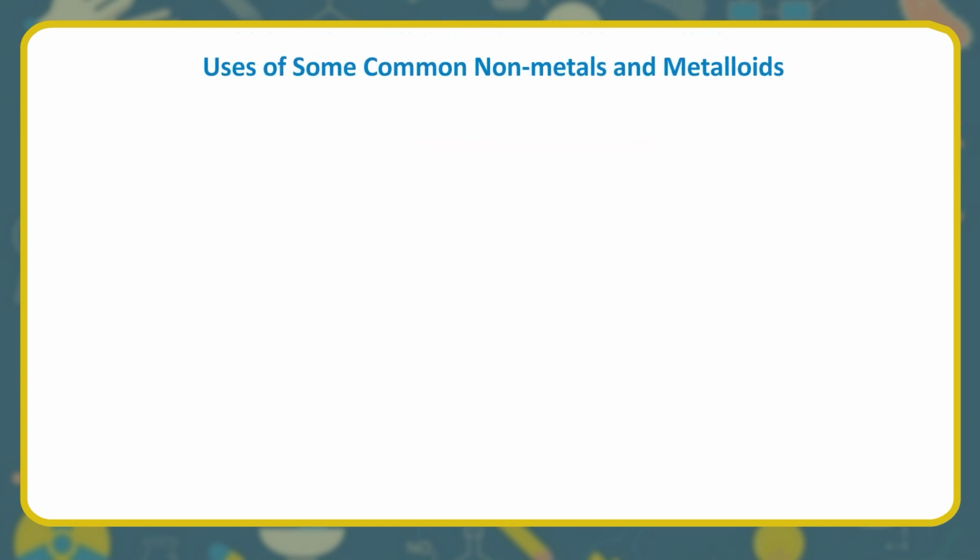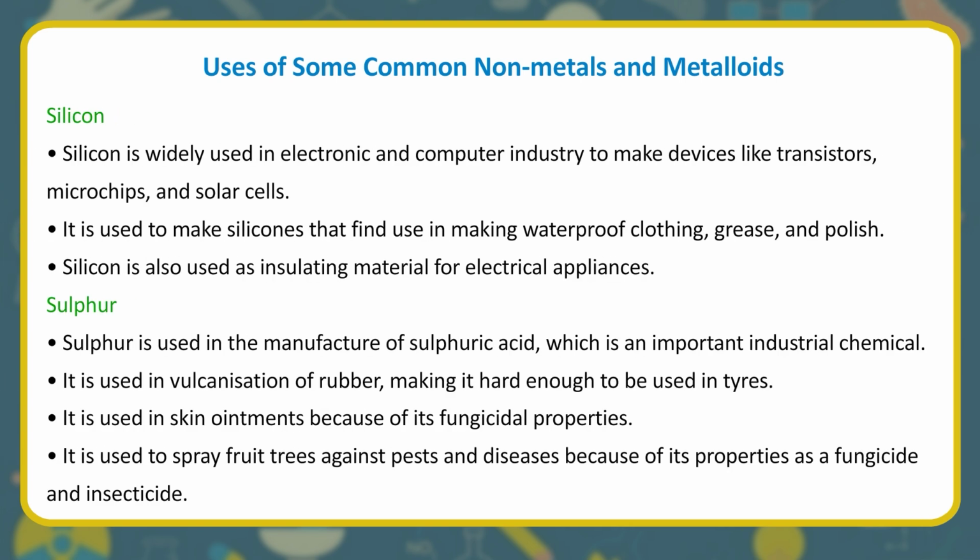Uses of some common non-metals and metalloids. Silicon. Silicon is widely used in electronic and computer industry to make devices like transistors, microchips, and solar cells. It is used to make silicones that find use in making waterproof clothing, grease, and polish. Silicon is also used as insulating material for electrical appliances.